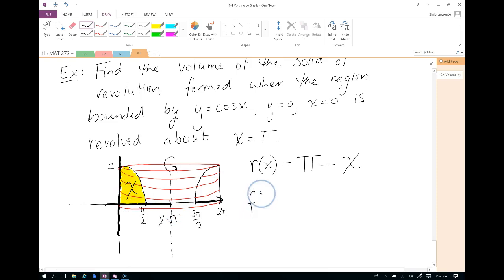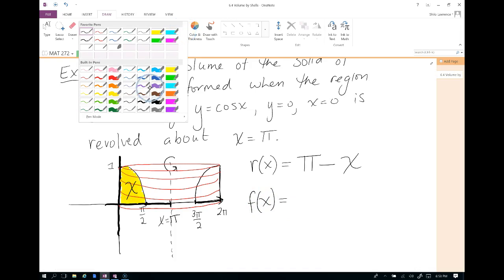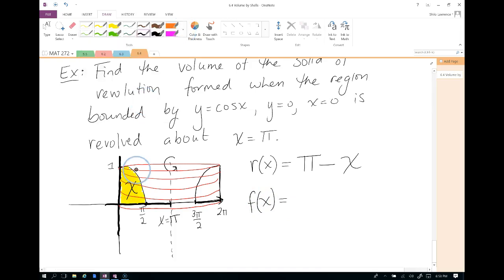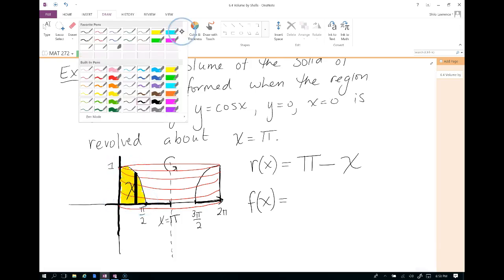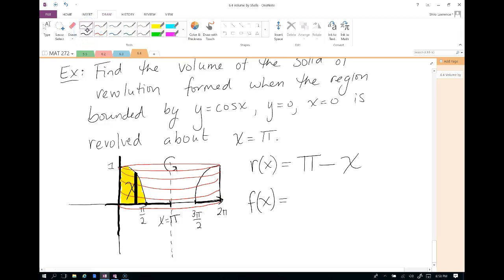For the height function, we need to draw our slice. So I'm going to come down parallel to my x equals pi line. x equals pi is vertical, and I need to be parallel to that. So I'm going to draw a vertical slice through my region, and I need to know what the top boundary and the bottom boundary are. And this is typically going to be a top minus bottom.